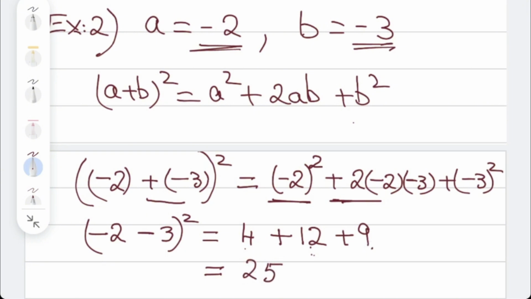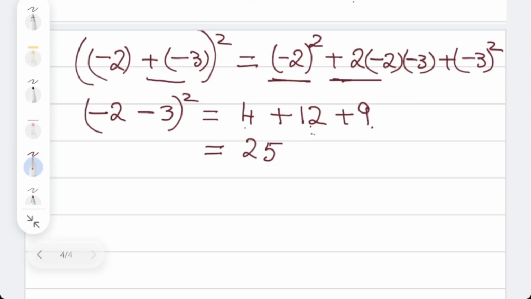Okay. Here what do you get? Minus 2 and minus 3. When there are same signs, the rule applied for addition is, minus, minus, both are the same sign. So you add and you put the same sign. So you add these two, which is 5, and you put the same sign, minus.